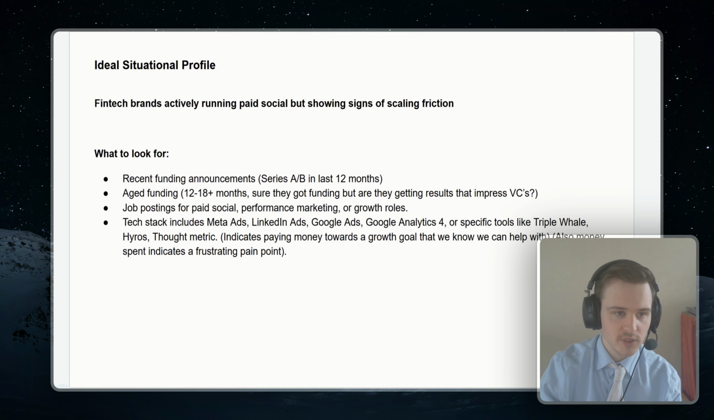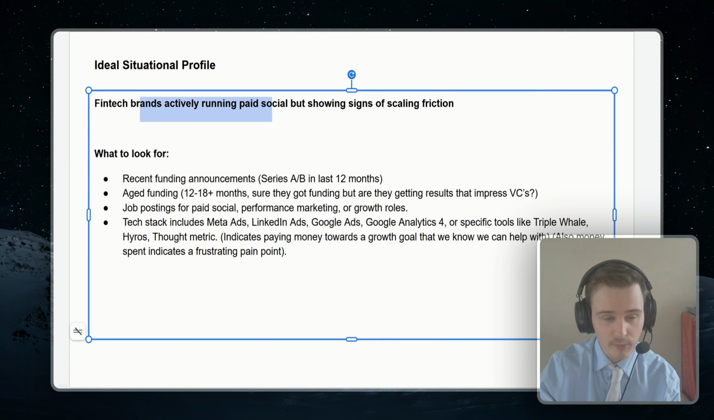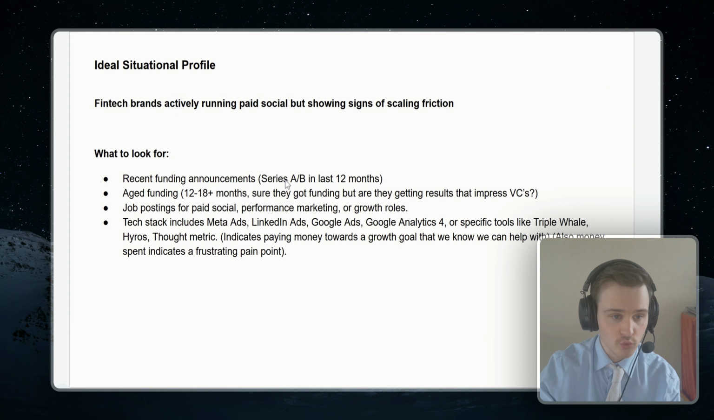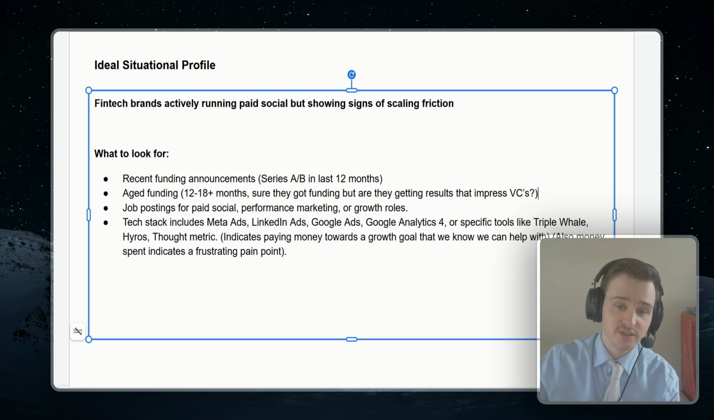And then the ideal situational profile. So this will be fintech brands already running paid ads, but showing signs of scaling friction. What we want to look out for is either recent funding announcements, so a Series A or Series B in the last 12 months, or aged funding. What that means is it's been longer than 12 months, so 12 to 18 months plus since they got funding. Sure, they got funding, but are they getting the results that will impress the VCs for the next funding round, right?